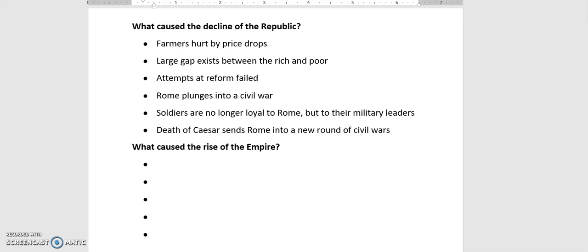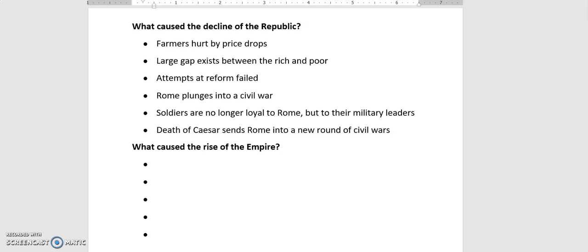Also, as a reminder, Julius Caesar is going to keep the Senate in place, but he doesn't allow them to do anything. And the reason that he did that was because he wanted it to sort of be that smokescreen that the people still had a say in government, even though he was the dictator.